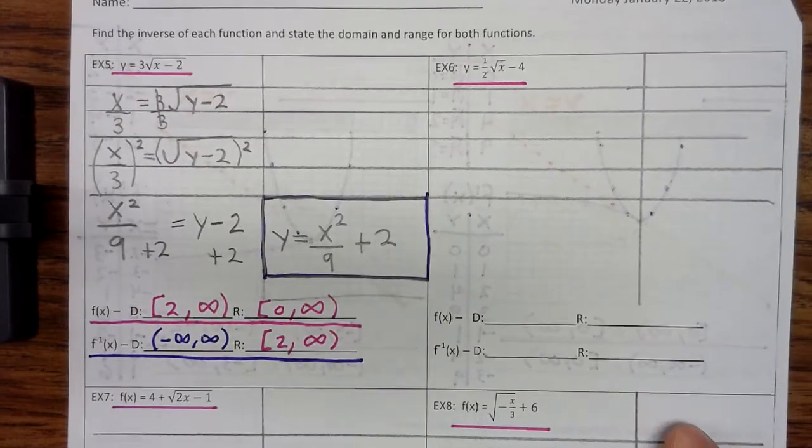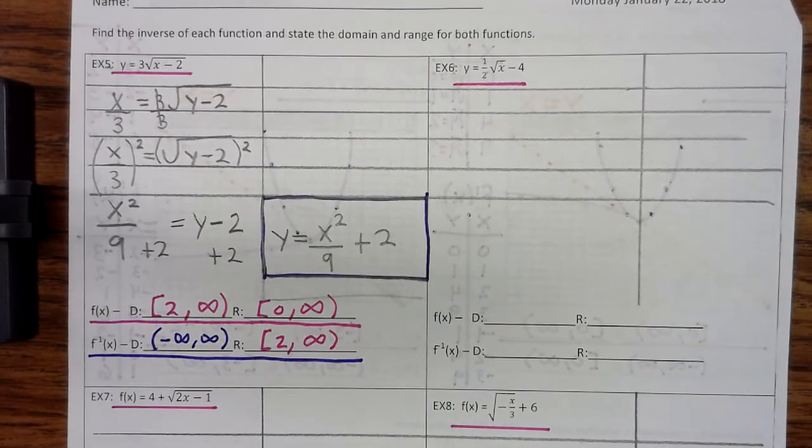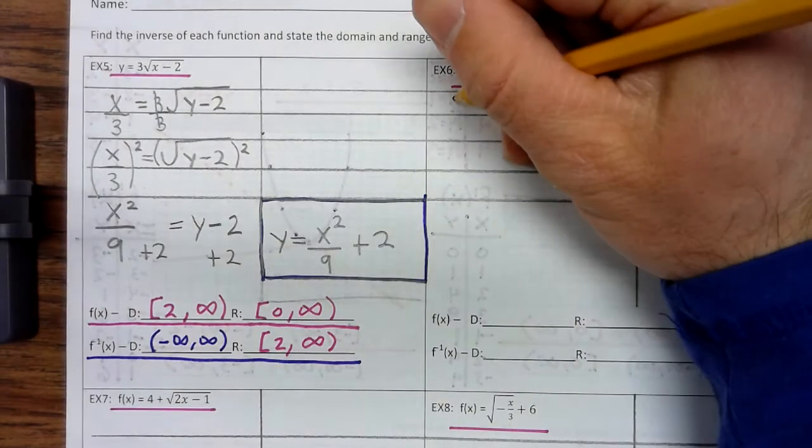All right, so again, if you have some trouble with that, let me know. We can go over any and all of these examples in class. But if you understood them, let's look at example 6. All right, so example 6. First step is we're going to switch the x and y.